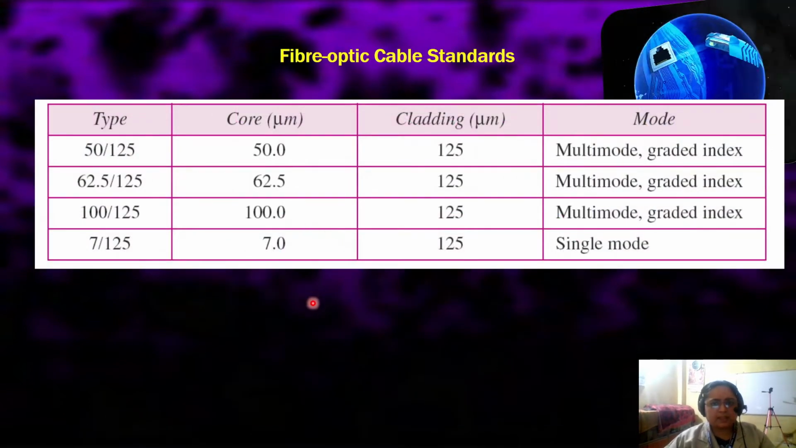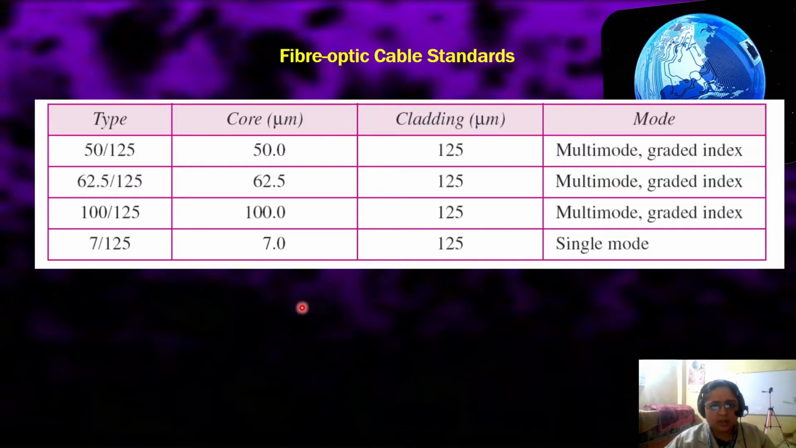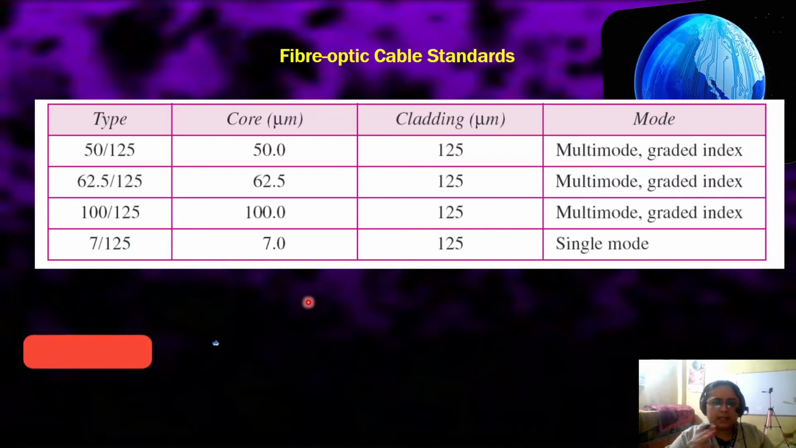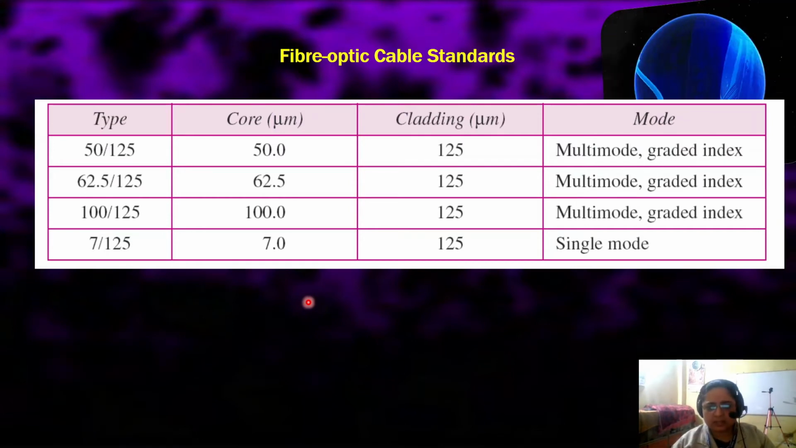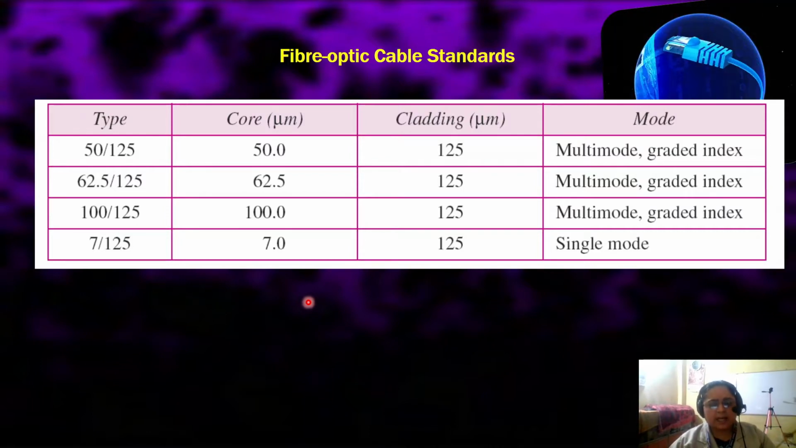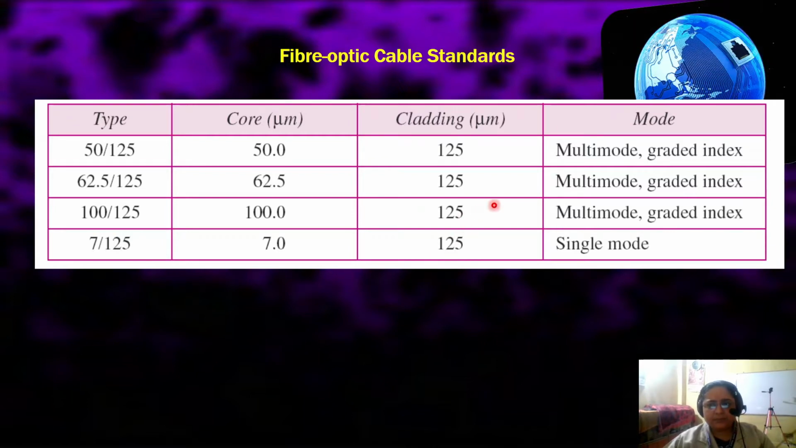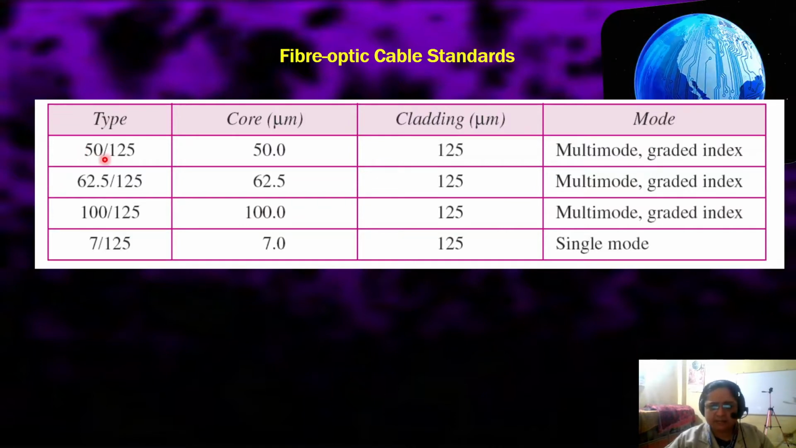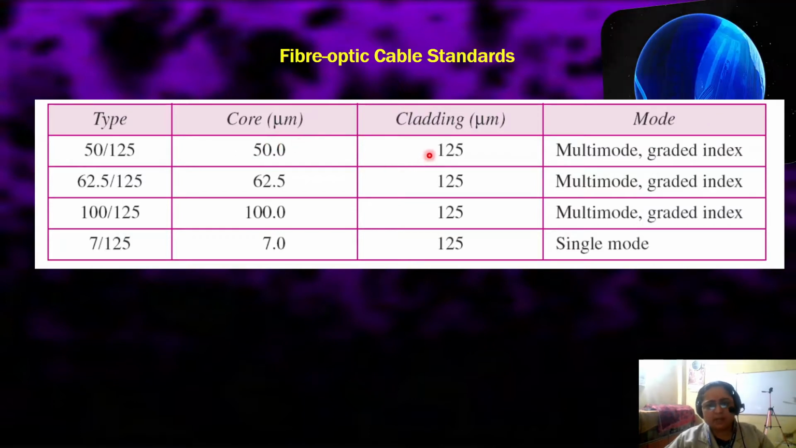Today we are going to discuss some fiber optic cable standards. Various standards are used for fiber optic cables, and they are available in the market under different categories and different standards, and each standard has its own specification, its own pricing, its own cost, and its own advantages and disadvantages. So here we can see that multi-mode graded index is available as type 50 by 125. Its core is 50 micrometers, cladding is 125 micrometers.